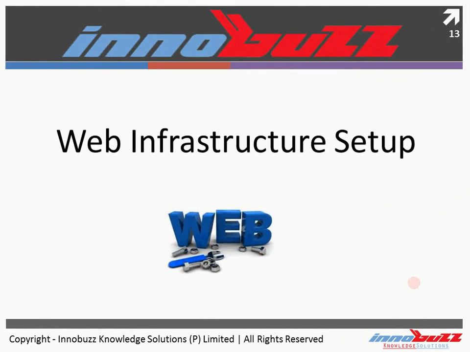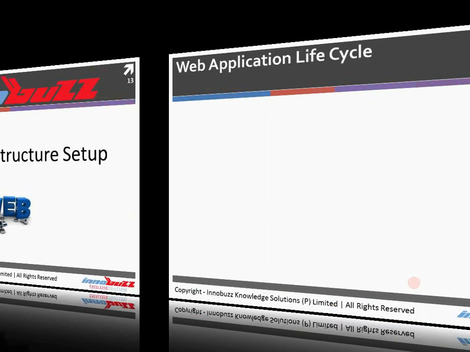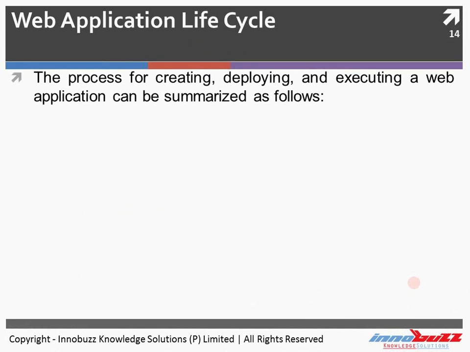Next, we see what this web infrastructure setup is. For development of any web application, we need to have the proper infrastructure provided with a generic web application setup. We'll look into it in detail. Web application lifecycle. Before that, it's important to know how the processes are involved in creation of a web application. The process for creating, deploying, and executing a web application can be summarized in the following order.